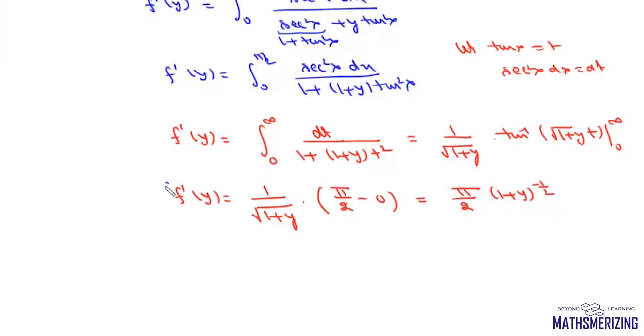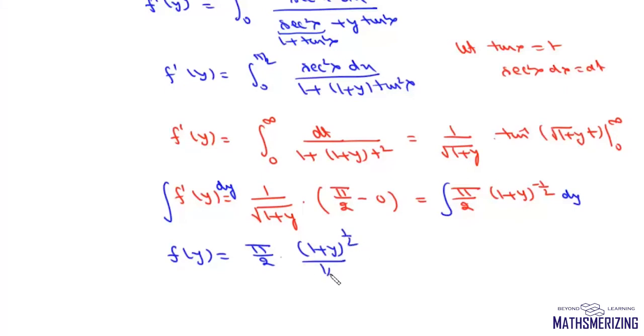Now we'll integrate this function with respect to y. We can write this as f(y), and it'll be equal to pi by 2, and then this function will be (1 plus y) to the power 1 by 2 upon 1 by 2 plus c. Now here 2 and 2 will cancel. So the value of f(y) will be pi into under root of 1 plus y plus c.